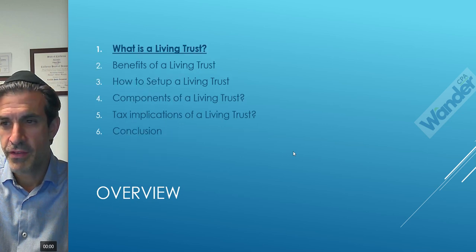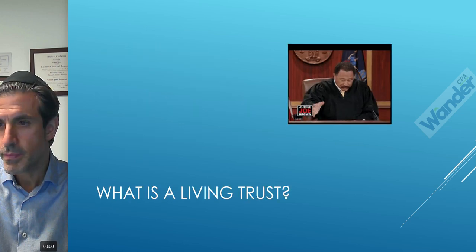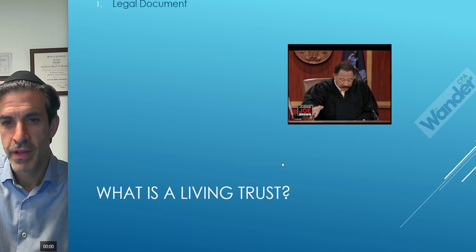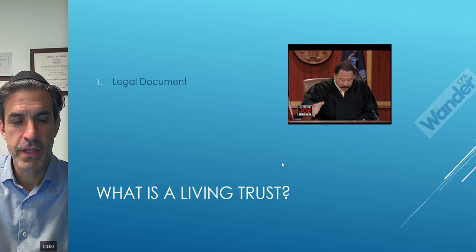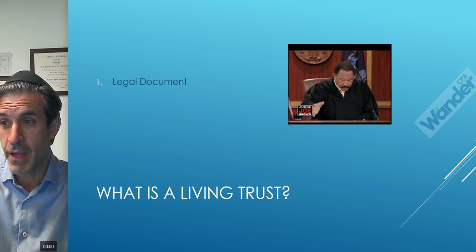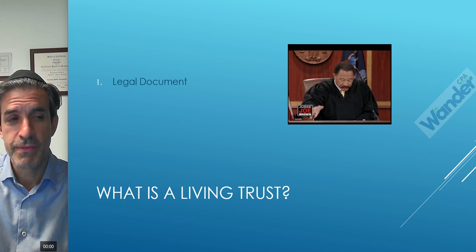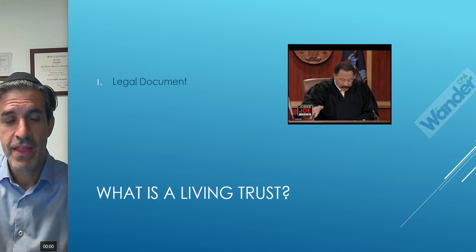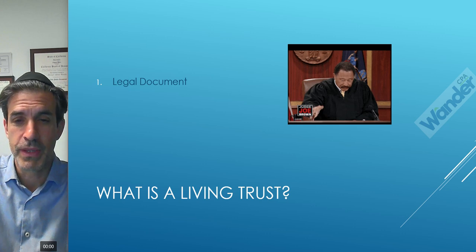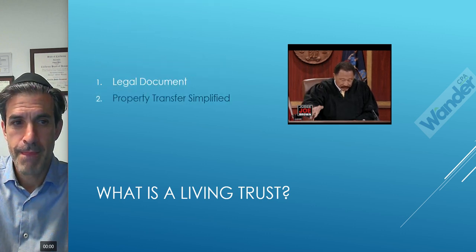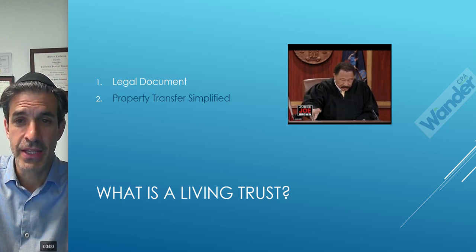Okay, so what is a living trust? A living trust is a legal document. A living trust essentially is just a legal document that controls the transfer of any property that you have placed into it. Okay, so it's a document that's going to control the transfer of property that you place into it. And it's a simple and efficient way to transfer property at death. That's exactly what a trust does.